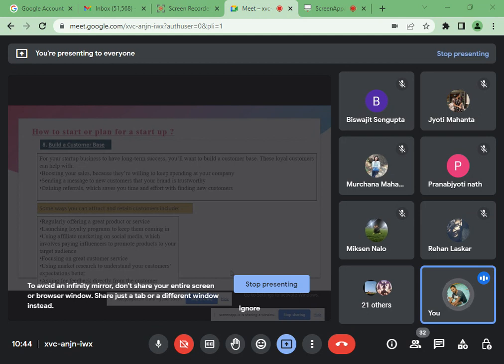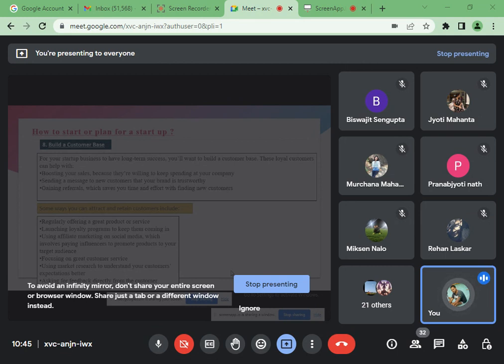Now you see regularly offering great products or services. Amazon has done an excellent job in offering great products or services. For example, if you buy Amazon Prime, you are going to get your delivery in 1 day or 2 days, very fast. Now they have maintained this. Not only are they attracting customers to buy Amazon Prime, they are also assuring customers that we are going to deliver within 1 to 4 days with Amazon Prime.